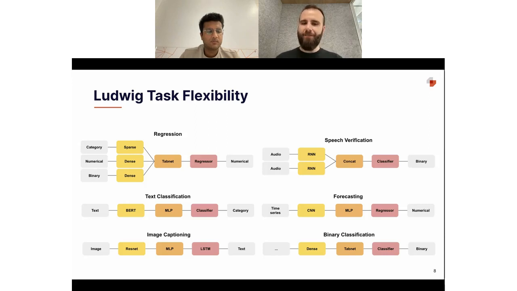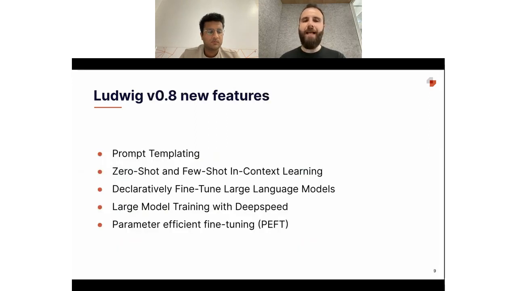In version 0.8, which we released last week, we're adding many new capabilities that are specifically around the large language models with a new model type and new state-of-the-art models that we've been adding to the platform. In particular, the main capabilities that I'm going to tell you about today are prompt templating with both zero-shot and few-shot in-context learning, and how to declaratively fine-tune large language models, both with an integration with DeepSpeed and using parameter-efficient fine-tuning techniques. Arnav, after me, is going to show you how to do that in the notebook.